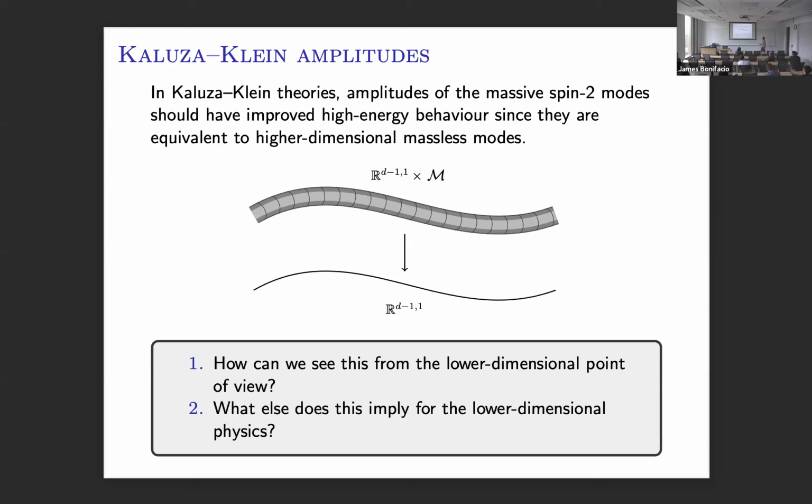And the questions that this talk is going to answer are, firstly, how can we see this improved high energy behavior from the lower dimensional point of view? And then what else does this imply for the lower dimensional physics?